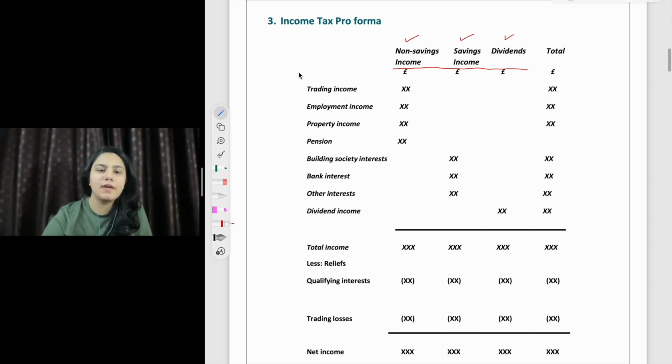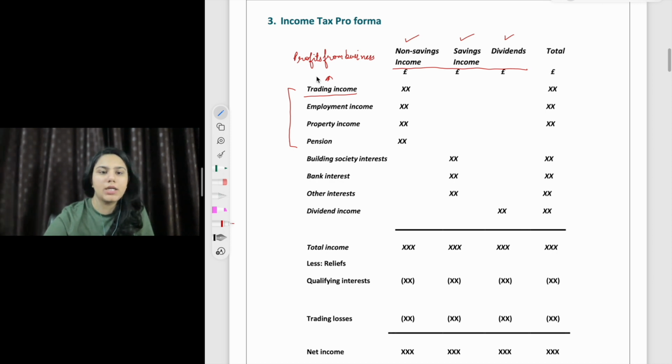Obviously, we are going to learn everything in detail, but to give you just a gist of how to do it in your Excel or in a proper format, this is how we do it. So non-saving income includes these first four types of income. First of all, your trading income. Trading income is your profits from a business that you run as a sole trader, or the profits that you have gotten from your partnership business if you are a partner there. The profit share that you've gotten from your partnership business.